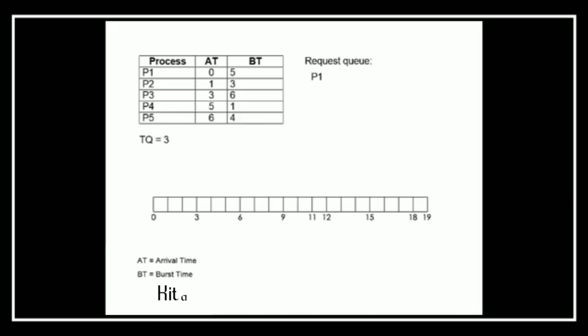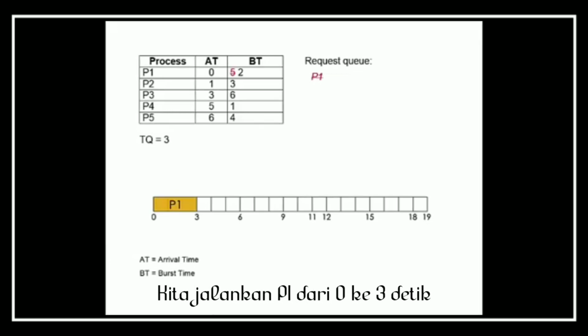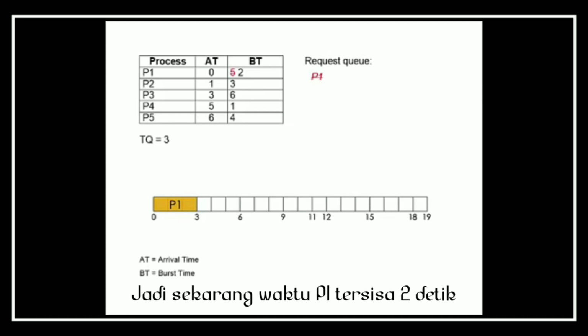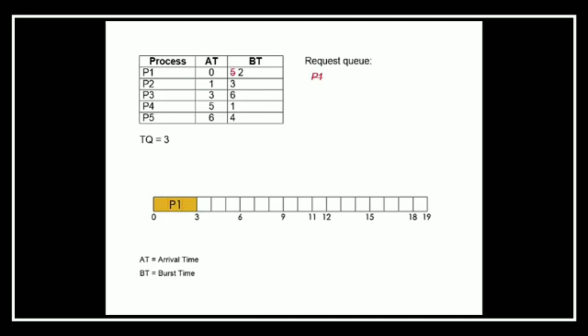queue. So we execute P1 from 0 to 3 seconds because the time quantum is 3, even though the burst time is 5. So the remaining time left for P1 will be 2 seconds now.